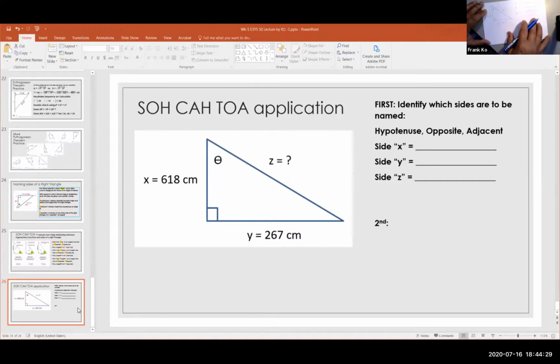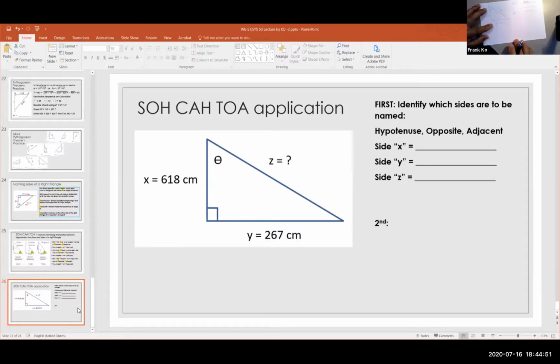So the questions will go out to Abbas. What is the side of x? The side of x is adjacent. How many people give a thumbs up for adjacent for the side of x? 2 people, 3 people, 4. Okay, it is correct. ADJ is adjacent.